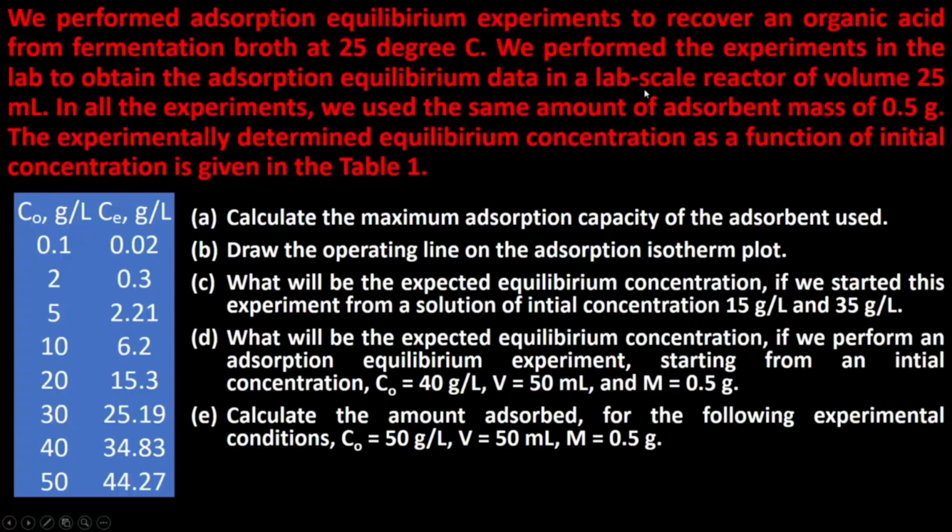Also assume we performed this in a very small volume, a lab scale reactor, and we used only 25 milliliters. In all the experiments, we added the same amount of adsorbent mass, around 0.5 grams. So the adsorbent mass in each experiment is 0.5 grams per 25 milliliters of solution. The experimentally determined equilibrium concentration as a function of initial concentration is given in table 1.